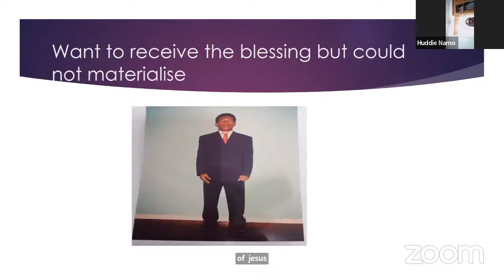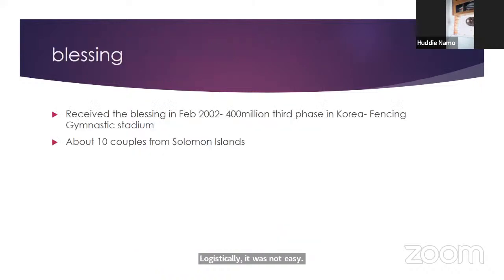And this is the photograph that I took when I was convinced about the Messiah and the principle. So I wanted to receive the blessing at that time. But unfortunately, it could not materialize. Logistically, it was not easy. So I received the blessing in February 2002, the 400 million couples. That's the third phase in Korea. And the actual place was the fencing gymnastics stadium in Korea.